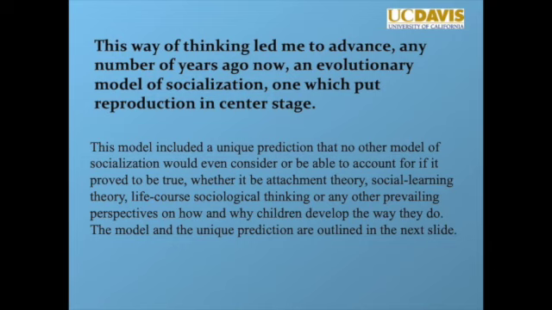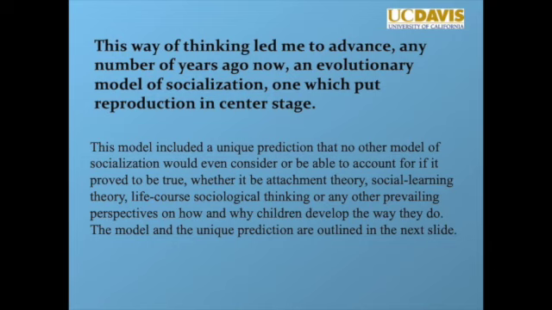This way of thinking led me to advance any number of years ago an evolutionary model of socialization, one which put reproduction in center stage. This model included a unique prediction that no other model of socialization would even consider or be able to account for if it proved to be true. And that's whether we're talking about attachment theory or social learning theory or life course sociological theory or any other prevailing perspective on how and why children develop the way they do.